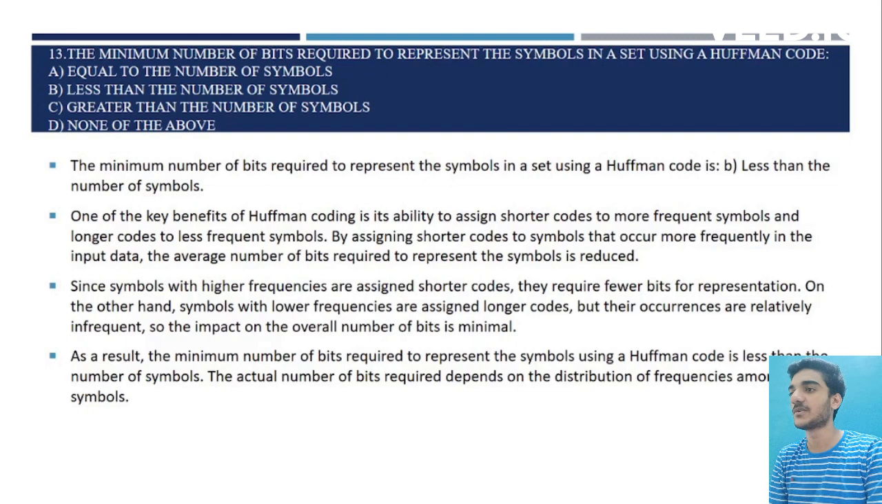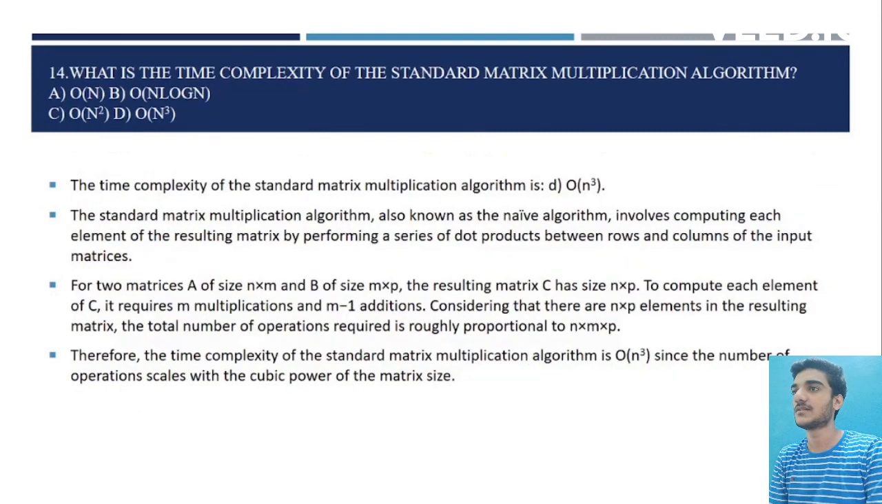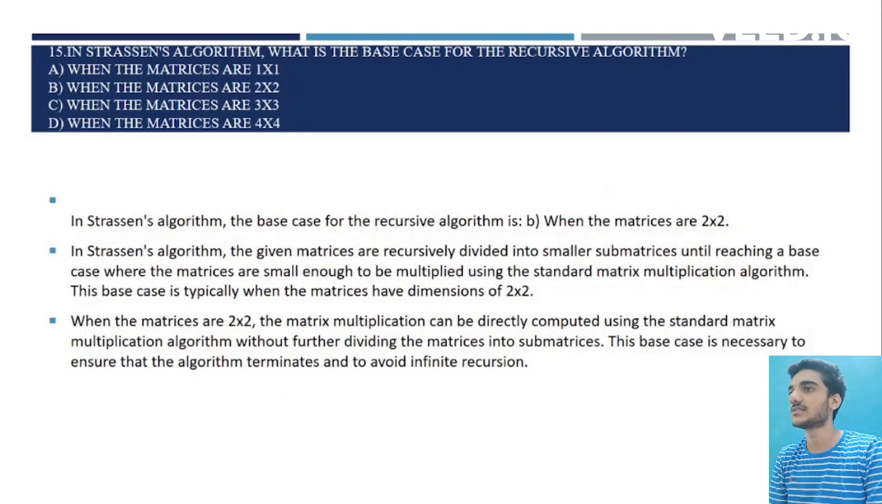One key benefit of Huffman coding is its ability to assign shorter codes to more frequent symbols and longer codes to less frequent symbols. What is the time complexity of the standard matrix multiplication algorithm? The correct answer is O(n^3), because it requires 8 multiplications. In Strassen's algorithm, what is the base case for the recursive algorithm? The base case is when the matrices are 2 by 2.